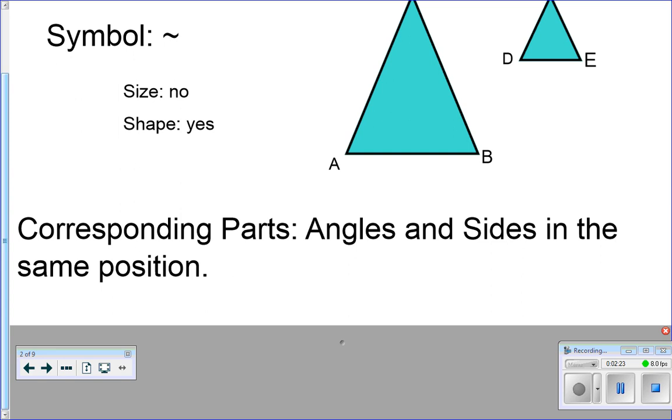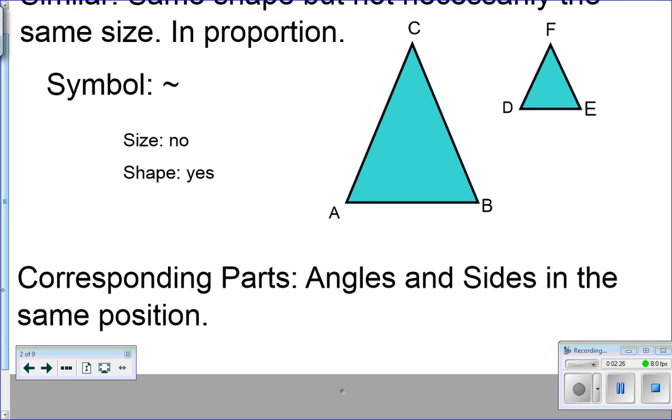If I look at these two triangles up here that are similar, what angle corresponds with letter A? D. What angle corresponds with letter C? F, and B would be E.